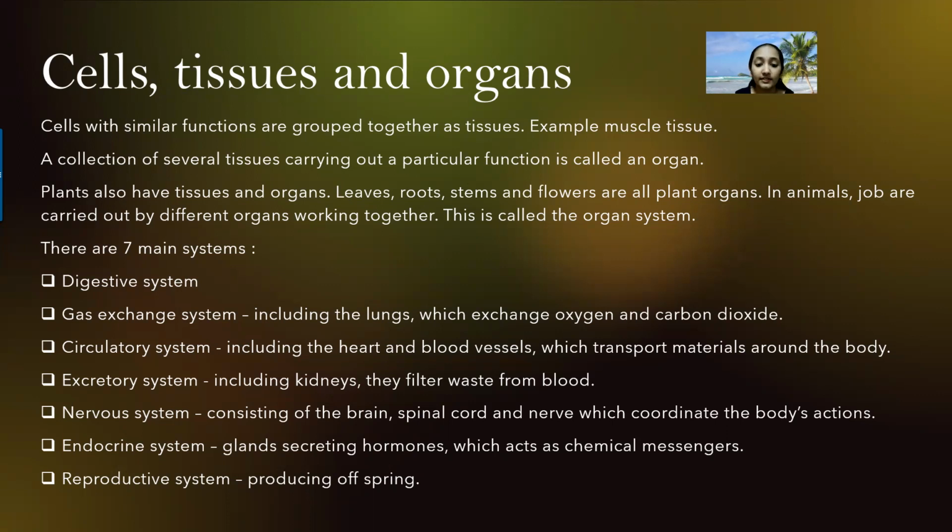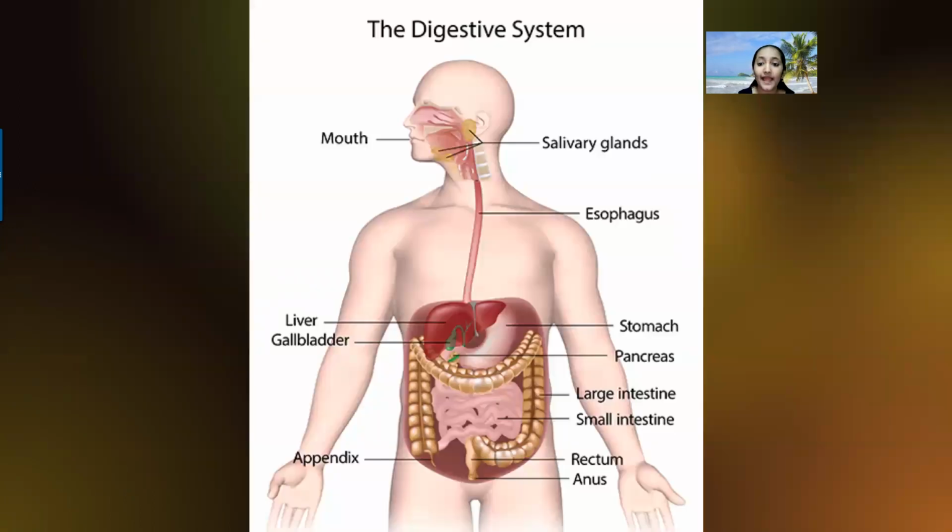Excretory system, including kidneys, they filter waste from the blood. Nervous system, consisting of the brain, spinal cord, and nerves, which control and coordinate the body's actions. Endocrine system, glands secreting hormones which act as chemical messengers. Reproductive system, producing offspring. And this is the digestive system, a small example about our topic.